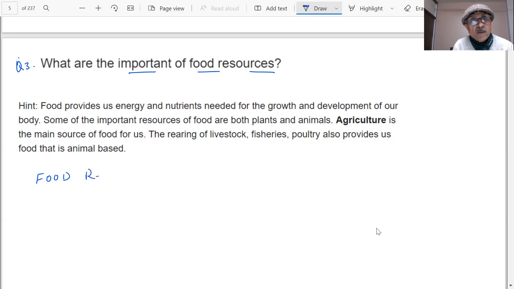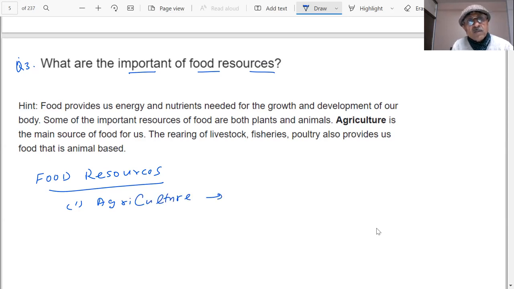Sir, agriculture. Basically, what is the requirement of you or any organism? It needs material, food, for the growth and development of the body. What food is man consuming? We are taking plants and animals. So agriculture is one, you are saying. What do you do in agriculture? There are crops. You are planting trees, crops, all this. Agriculture, farmers, farming, whatever you are doing, this is our main source in our country.